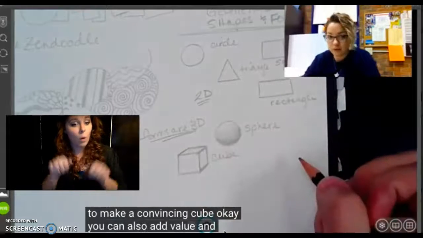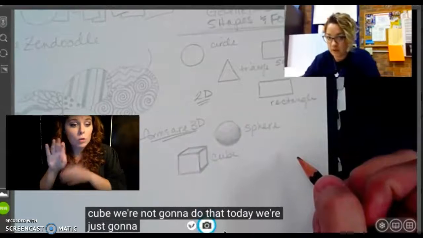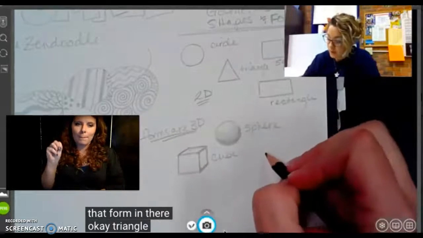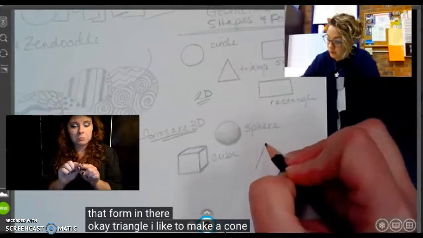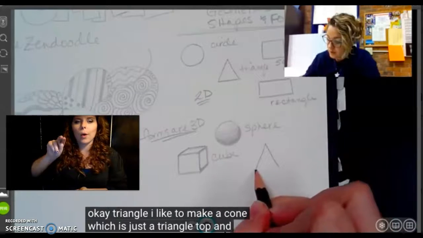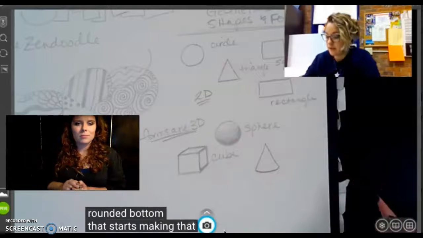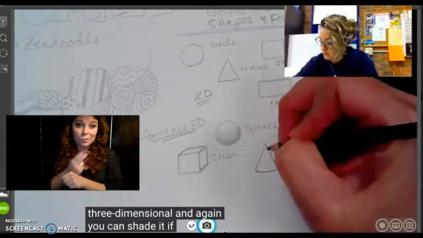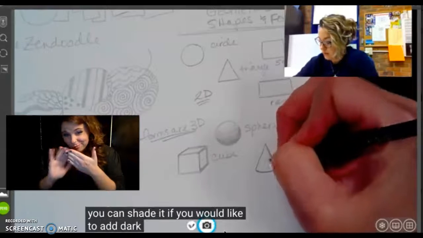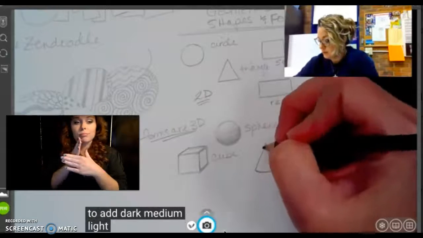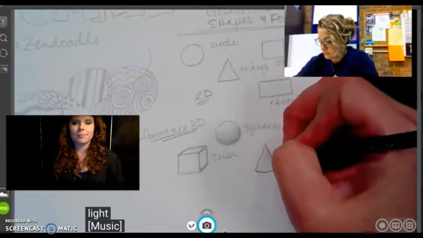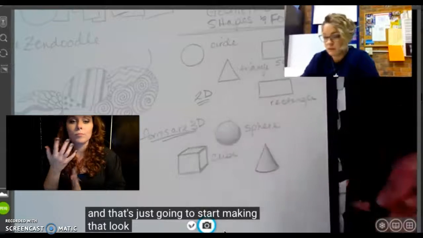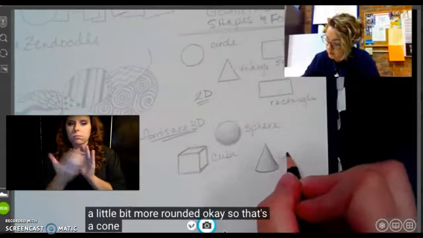You can also add value and shade your cube. We're not going to do that today. We're just going to have the basic lines on there to get that form in there. Triangle. I like to make a cone, which is just a triangle top and then a rounded bottom. That starts making it look more three-dimensional. And again, you can shade it if you would like, adding dark, medium, light. That's just going to start making it look a little bit more rounded. So that's a cone.